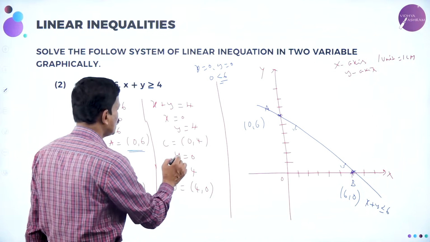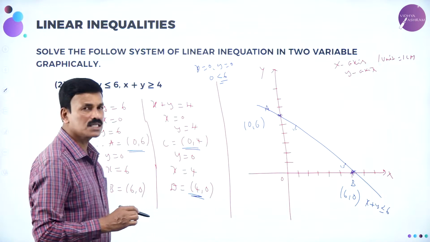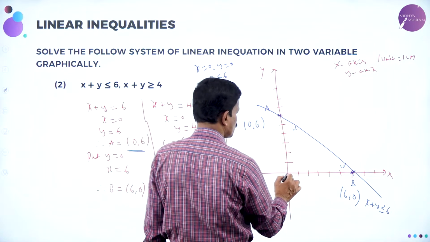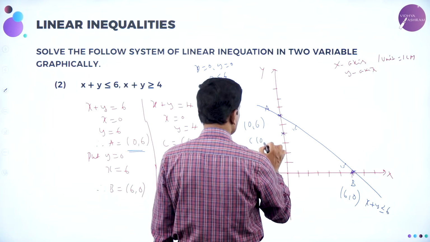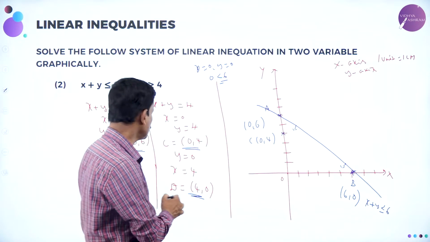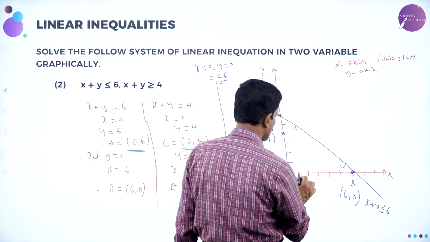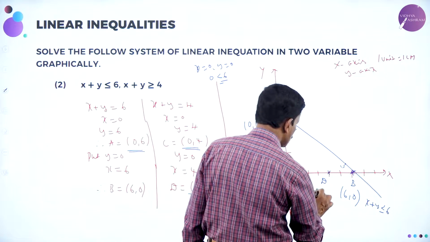Now let us come to the second line. The point C is 0 comma 4: x is equal to 0, y is equal to 4, 0, 1, 2, 3, 4. This is C, 0 comma 4. And another point D is 4 comma 0: 1, 2, 3, 4. This is the point D, 4 comma 0.